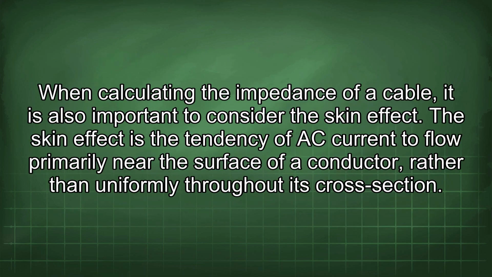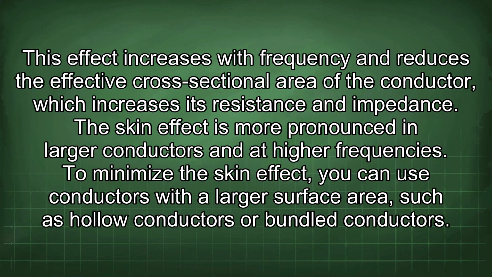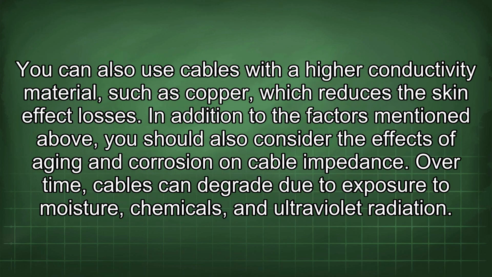When calculating the impedance of a cable, it is also important to consider the skin effect. The skin effect is the tendency of AC current to flow primarily near the surface of a conductor, rather than uniformly throughout its cross-section. This effect increases with frequency and reduces the effective cross-sectional area of the conductor, which increases its resistance and impedance. The skin effect is more pronounced in larger conductors and at higher frequencies. To minimize the skin effect, you can use conductors with a larger surface area, such as hollow conductors or bundled conductors. You can also use cables with a higher conductivity material, such as copper, which reduces the skin effect losses.